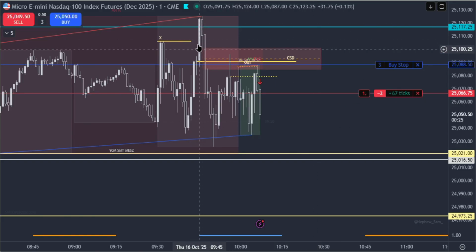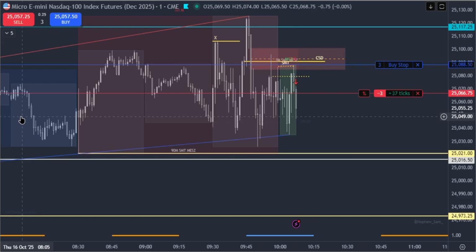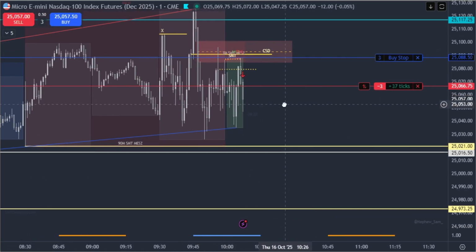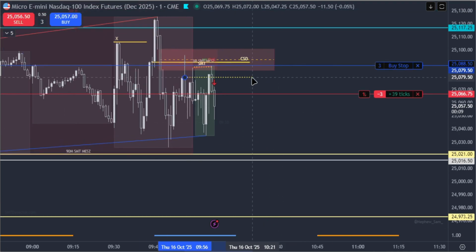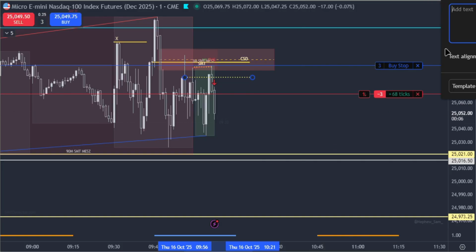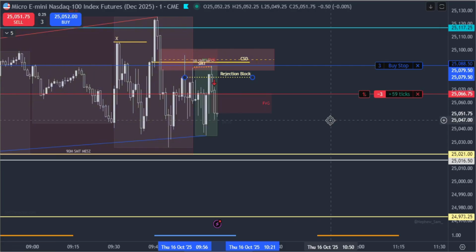Why? Because we already have this CSD. We looked at the higher time frame. We saw our bias, right? I told you this was consolidation. This is manipulation. This is our distribution coming up right here. This is your rejection block. We haven't closed above that. So rejection block. Okay.